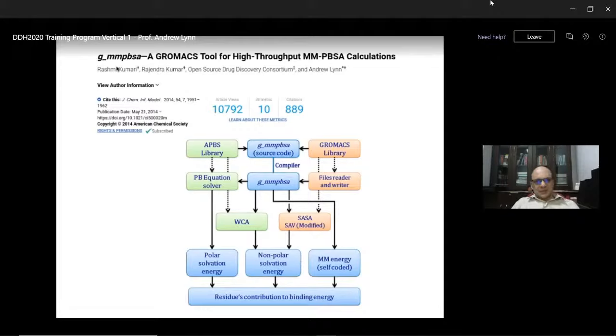Now, this was published in a journal called JCIM, the Journal of Chemical Information and Modeling. It's been cited close to about 1,000 times. The official citation count is about 900. Now, what does it do?